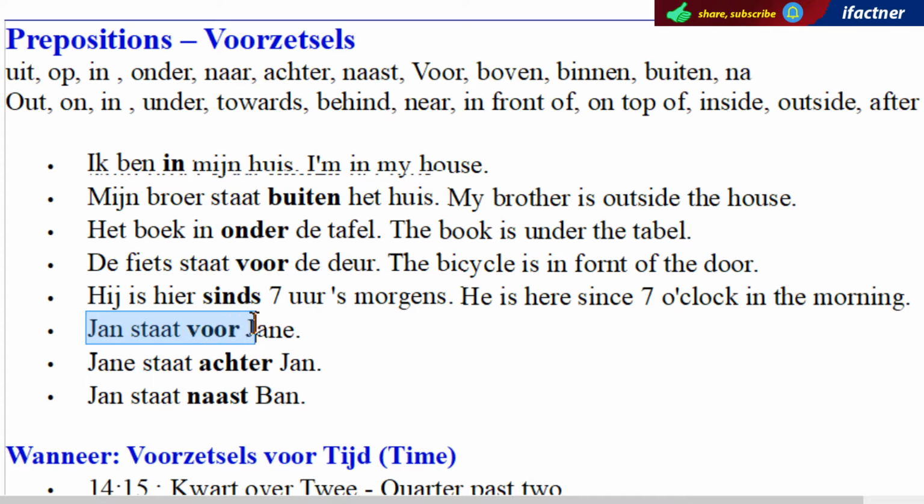John staat voor Jane, which means John is standing before or in front of Jane. Jane staat achter Jan, which means Jane is standing behind John. John staat naast Baan, which means John is standing by another boy, which is Baan. So here we have seen that we can use these Voorzetsels in different zinnen, in different sentences.